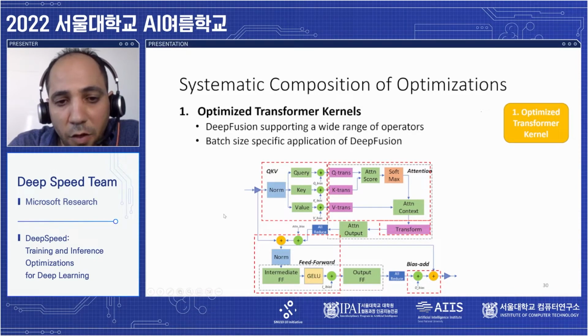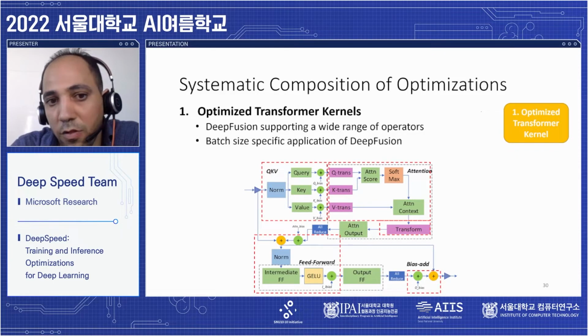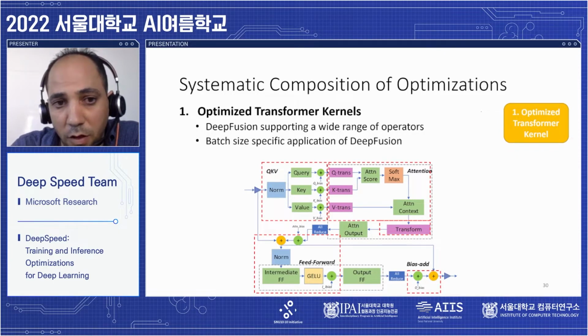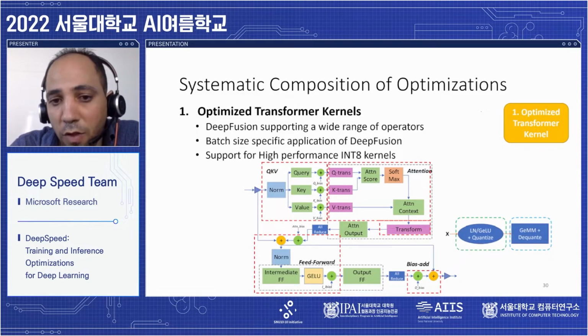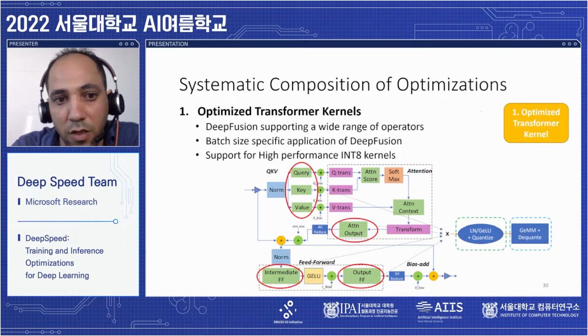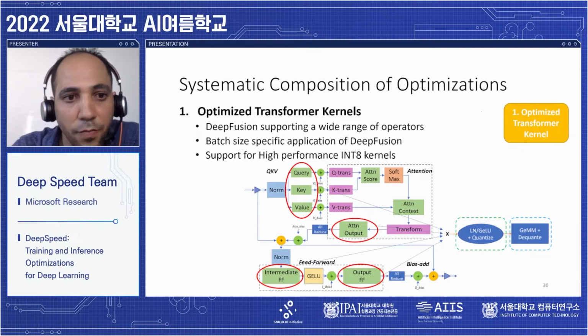We can also adapt this fusion based on the batch size in order to get the best performance on different applications. And we also have support for high performance int8 kernels in order to improve the efficiency of the GEMMs up to 2x using the int8 tensor cores. Here we are showing the 4 different GEMMs that we can replace with these quantized GEMM operations.